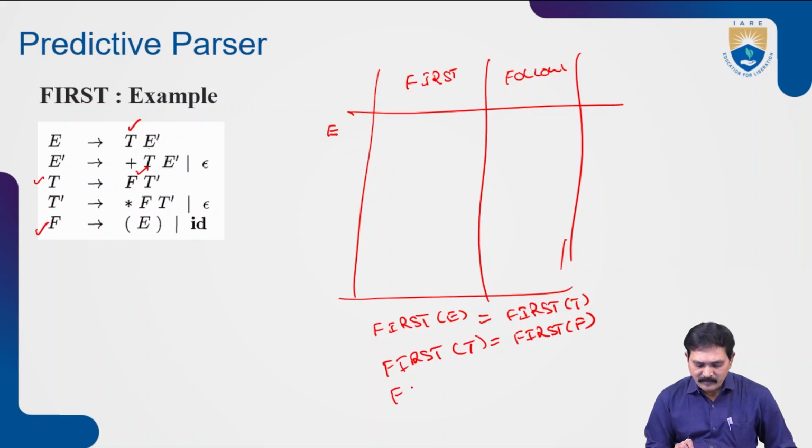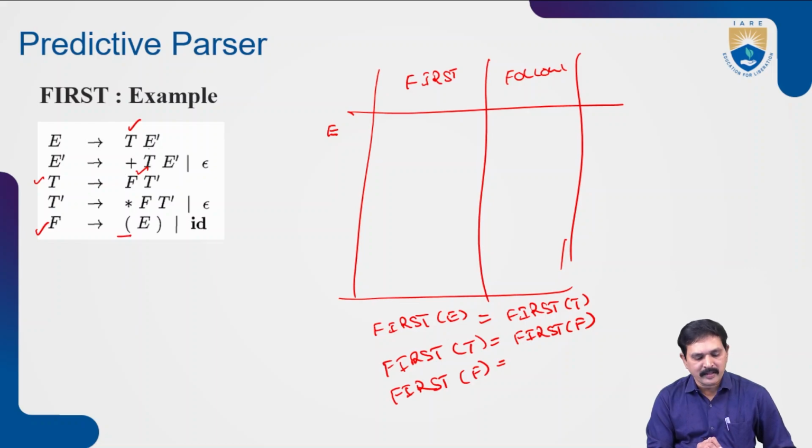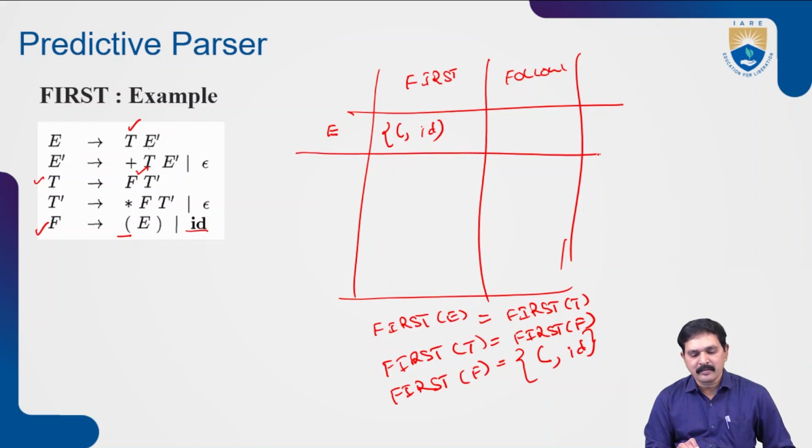So first of F is nothing but the first symbol. Here, fortunately, the first symbol is a terminal symbol, so directly write the terminal value, which is open parenthesis. Another production case is ID. So here you can write the symbols open parenthesis and also ID. This is the way for finding the first of capital E.